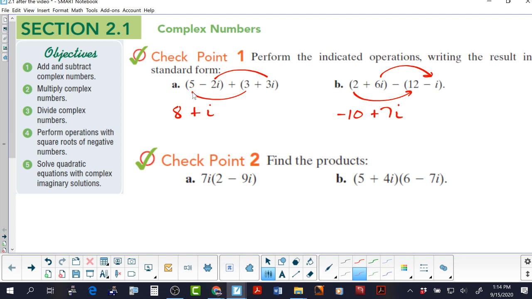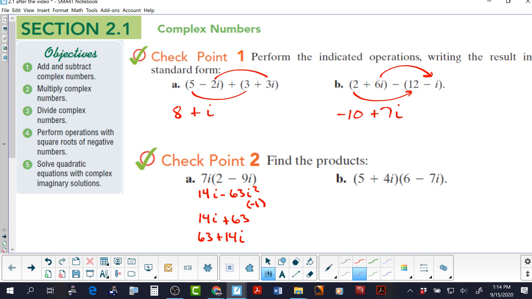Find the products. Let's distribute 7i through. That's 14i minus 63i squared, but i squared is -1. So that's 14i plus 63. And we usually write the real part first. There's the complex number.